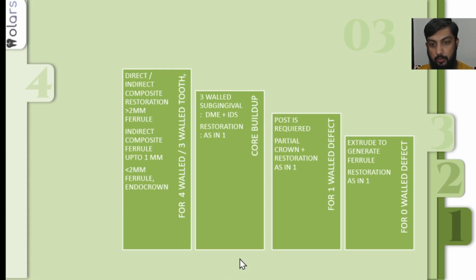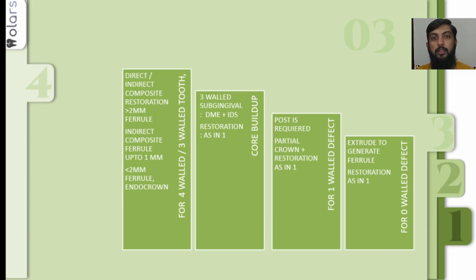Then we are going to look at the, then we are going to do post and core build up. They have the different criteria. The table was really complex, so I divided it into different places.